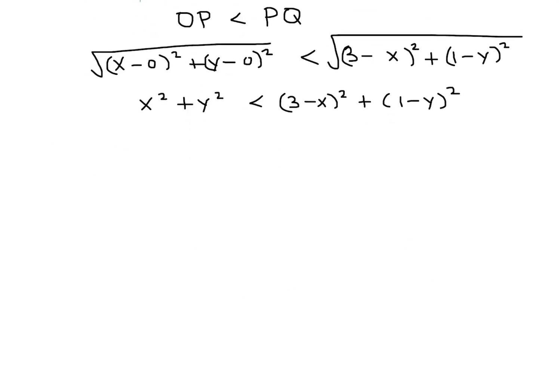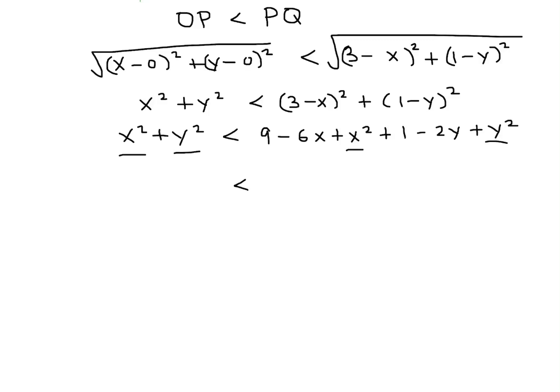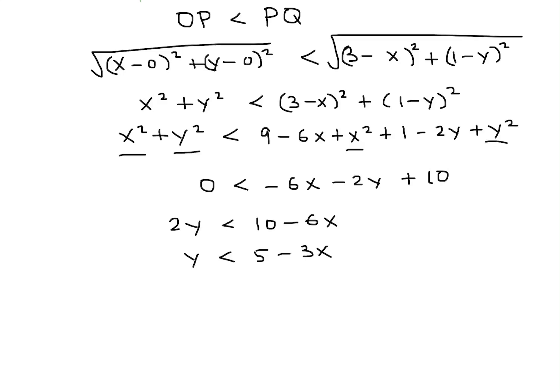All right, let's move this up. And now we can expand. So what do we have? 9 minus 6x plus x squared plus 1 minus 2y plus y squared. And looks like the x squared and y squareds disappear, which is good news for us. So that leaves minus 6x minus 2y plus 10. And then I'm going to isolate for y here. So we've got 2y is less than 10 minus 6x. Divide through by 2 and we get y is less than 5 minus 3x.